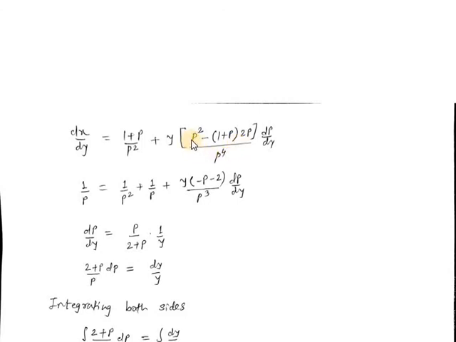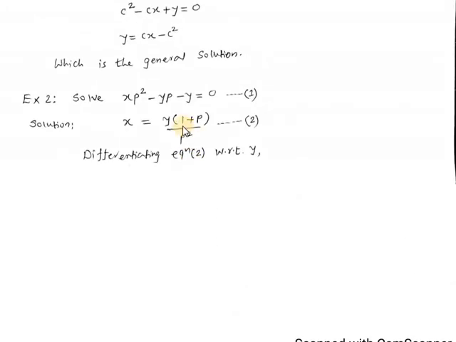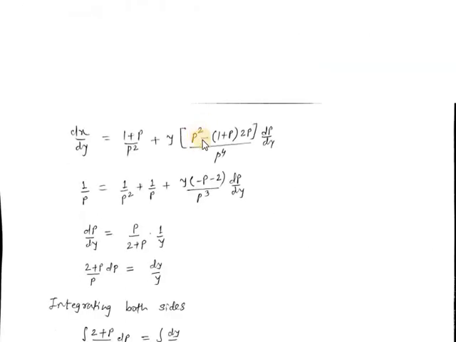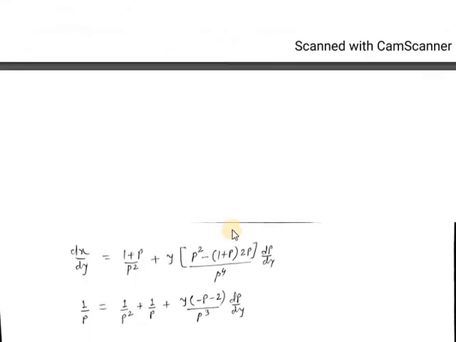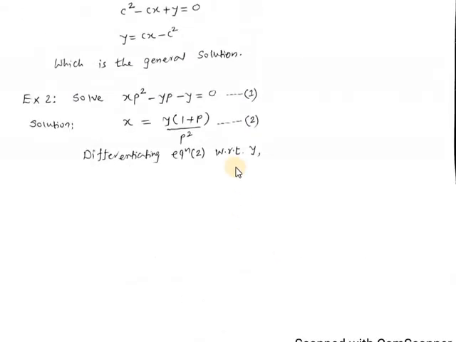Then here the denominator is constant, therefore p square is constant, and we take the derivative of the numerator. If we take the derivative of 1 plus p, then the derivative of p is 1 and the derivative of 1 is 0. Okay, so here it will be p square, then minus numerator constant, therefore 1 plus p is constant, and the derivative of the denominator. The denominator is p square, so the derivative of p square will be 2p into dp by dy, because we have to take the derivative with respect to y.